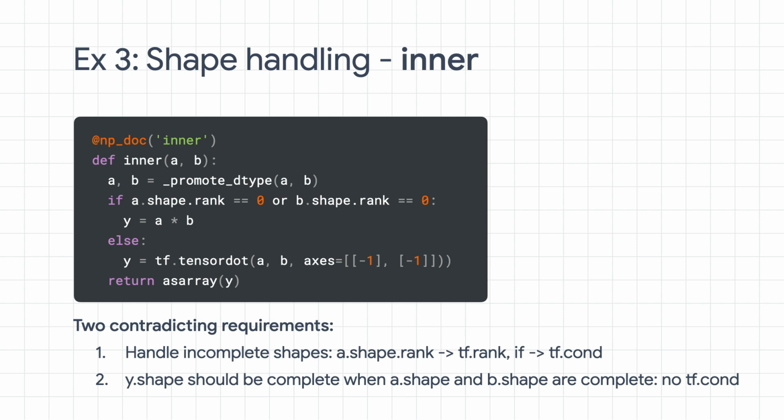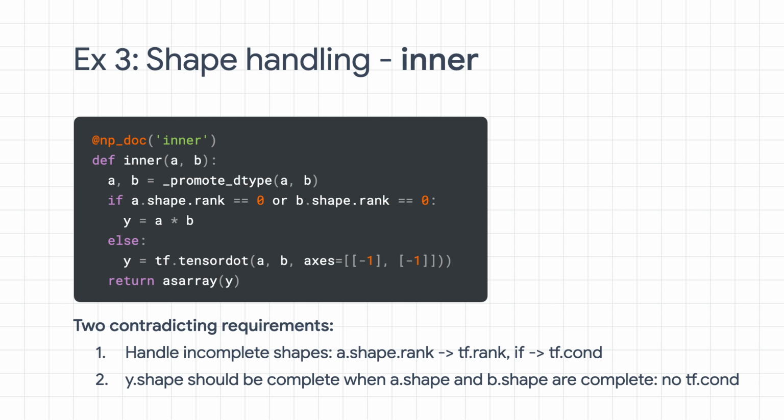Firstly, when we want to handle incomplete shapes, we shouldn't use tensor.shape.rank or tensor.shape. Instead, we should use tf.rank and tf.shape, which will return the shape and rank as a dynamic tensor instead of a static Python value. But then because the shapes are dynamic, we cannot use Python branching. We need to use tf.cond. So that's one requirement that requires us to use tf.cond.